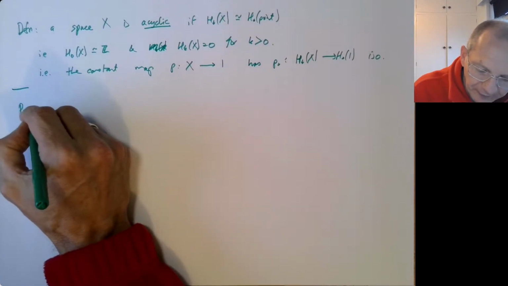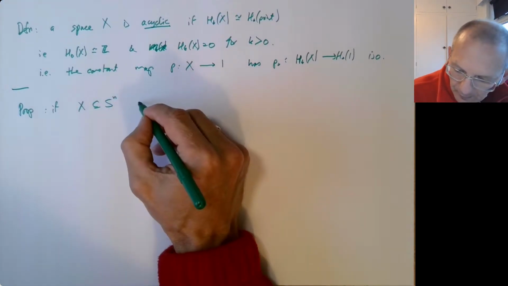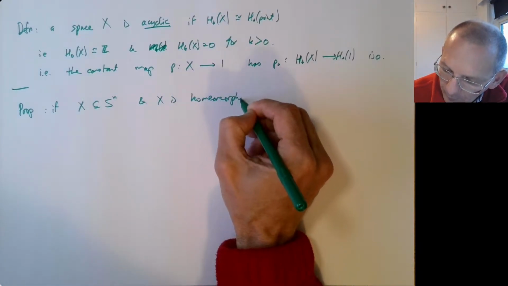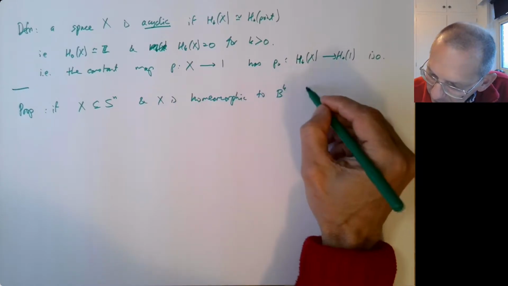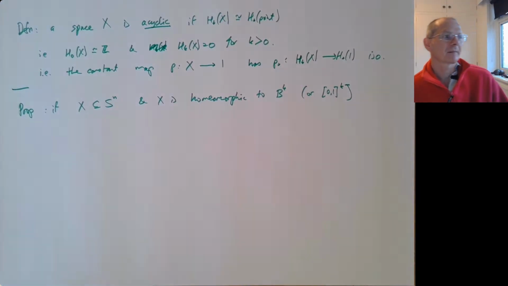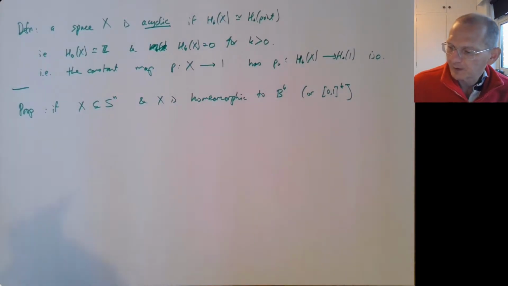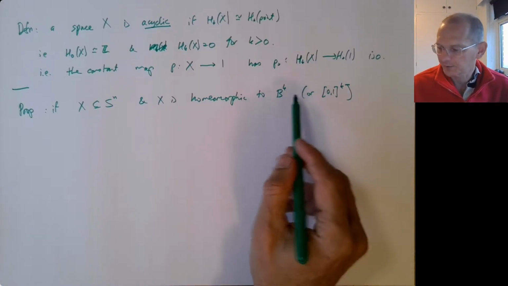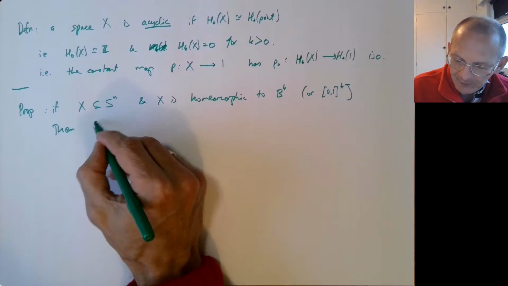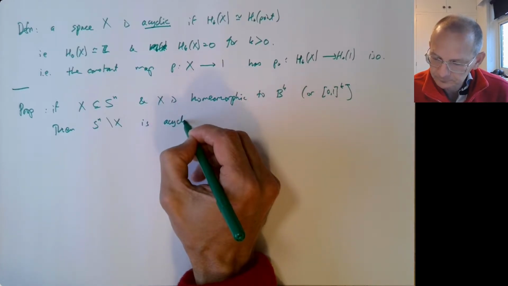Okay, so the proposition is that if we've got some X subspace of S^n, and it's homeomorphic to the k-ball, or equivalently it's homeomorphic to the cube [0,1]^k, it'll be more convenient actually to work with this cube, then the claim is that S^n minus X is acyclic.